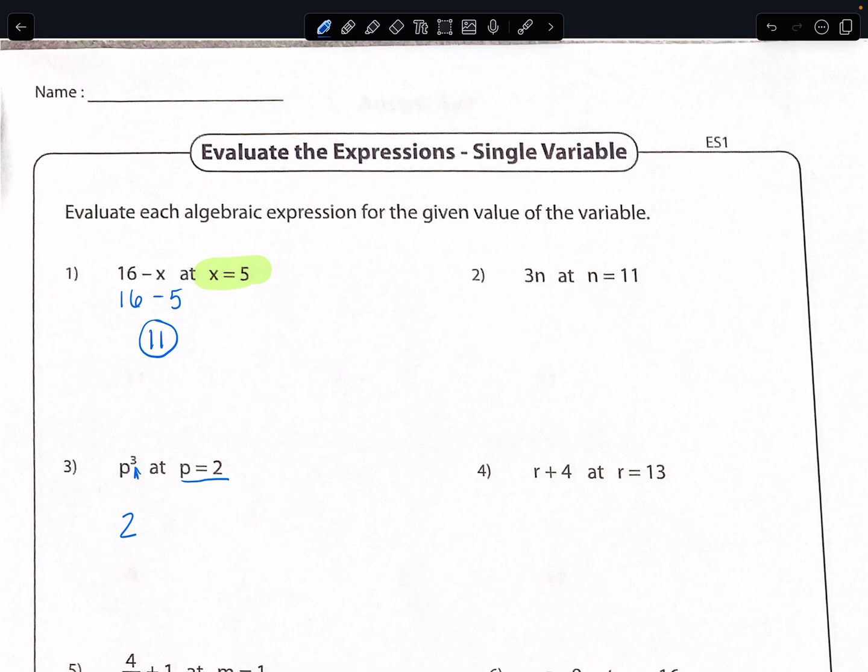So what that means is 2 to the third power. I just substituted 2 where I saw p. We should know by now that 2 to the third power just means 2 times 2 times 2, which is 4 times 2, which is 8. So our solution to that expression when p equals 2 is 8.